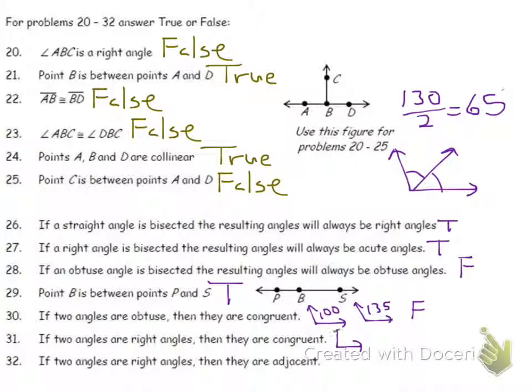If two angles are right angles, then they're congruent. Well, right angles, we know they have to be 90. So they'll both be 90. They'll be equal. And if their measures are equal, therefore they're congruent. So that's true. And last one, if two angles are right angles, then they're adjacent. Well, I could have a right angle drawn here, and I could have another one drawn over here. They do not necessarily share a side. They do not necessarily share a vertex. So that's a false. Now, they could be, but it isn't guaranteed all the time.